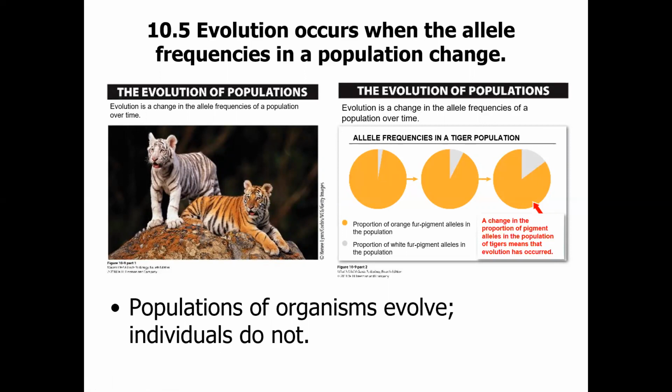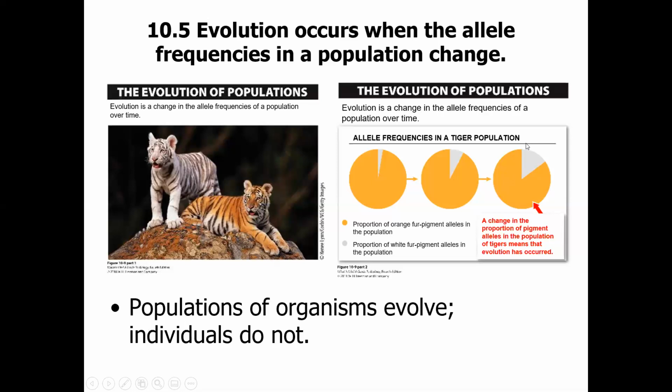Over time, we have a shift in the amount of allele expression. We're now starting to see in the middle graph that a little more of those recessive white alleles are being expressed. And then after a little more time changes, we see a good amount more of that white allele is now being expressed for the whole population.